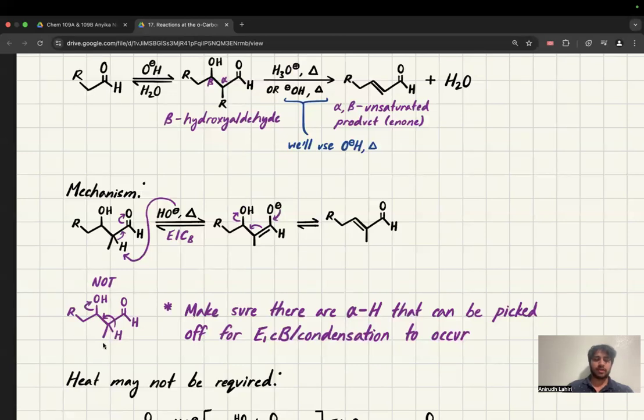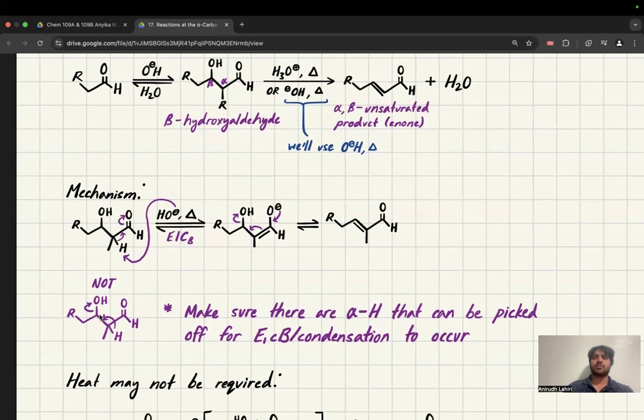Do not draw it like this. The reason why we don't draw it like this is because sometimes in organic chemistry, when we're trying to go from one compound to another, we have to take smaller steps, right? We can't jump too much. And the way that this reaction is, the energy gap between these and these is too dramatic.